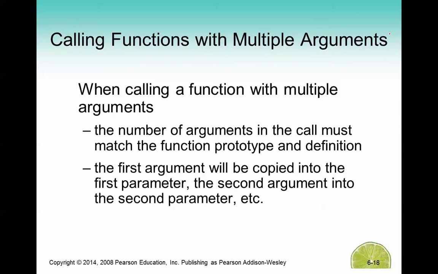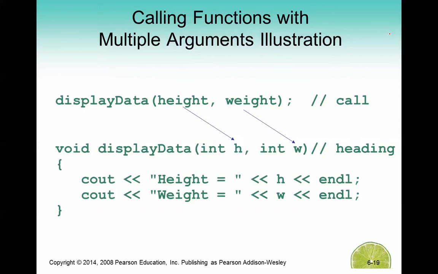When calling functions with multiple arguments, which is what we're talking about right now, the number of arguments in the call must match the function prototype and definition. The first argument will be copied into the first parameter, the second argument into the second parameter, and so on. Here's another illustration, another example. This is the call. So this is in main right here, or in another function. I'm just using main for simplicity because we're very familiar with main. And we're calling displayData, and we're sending two values, height and width.